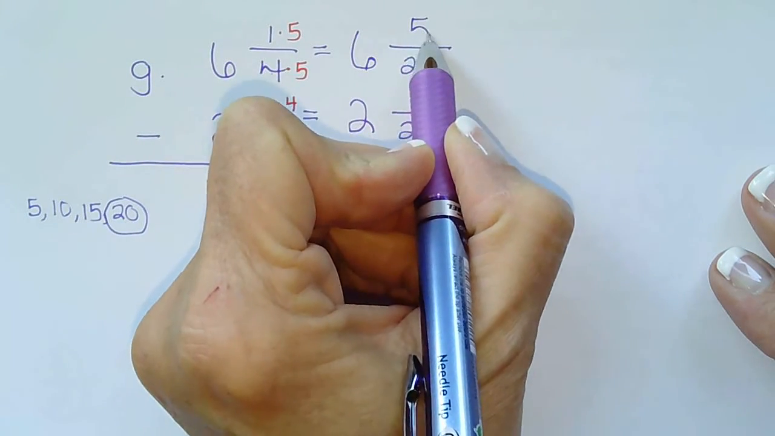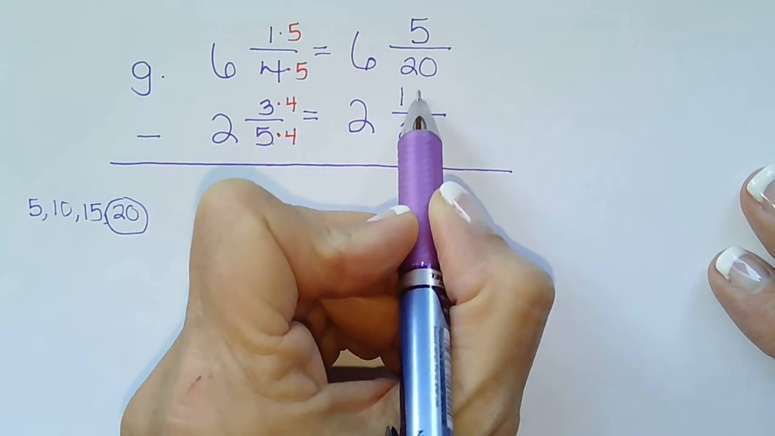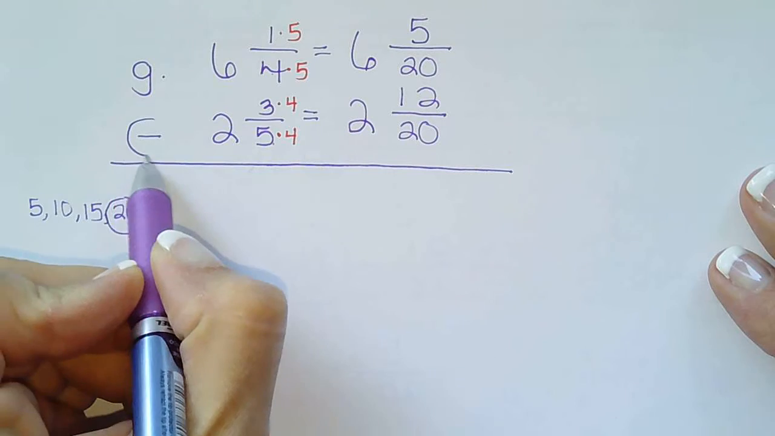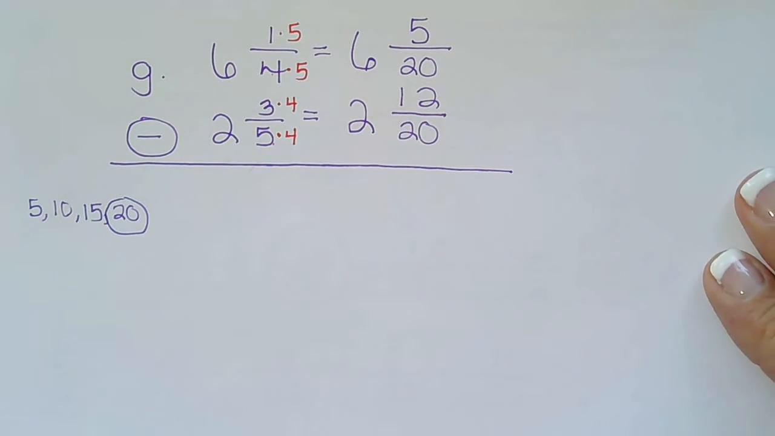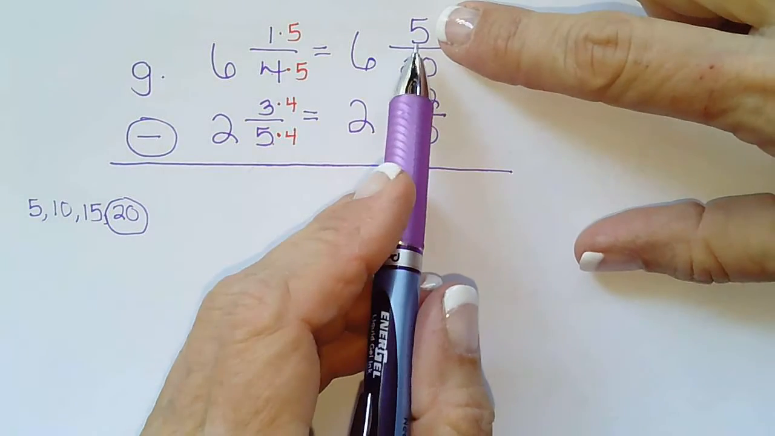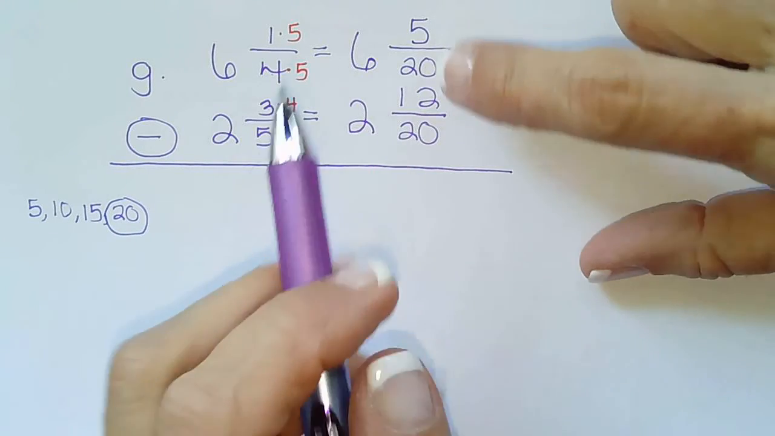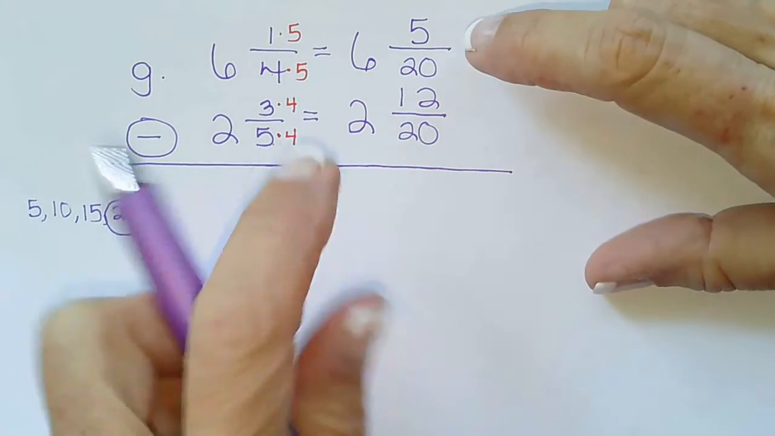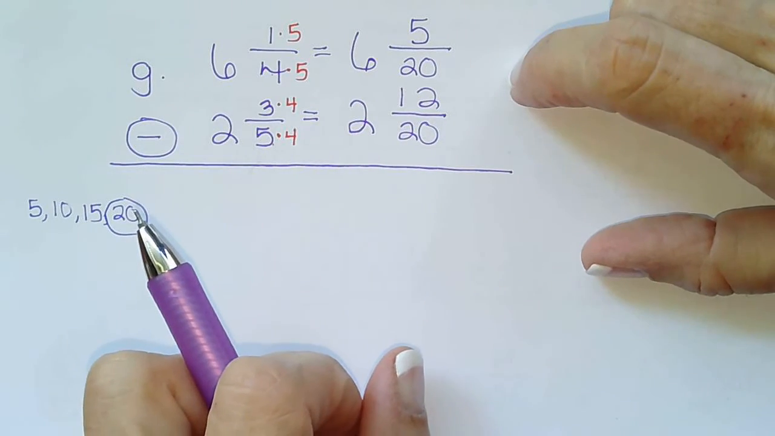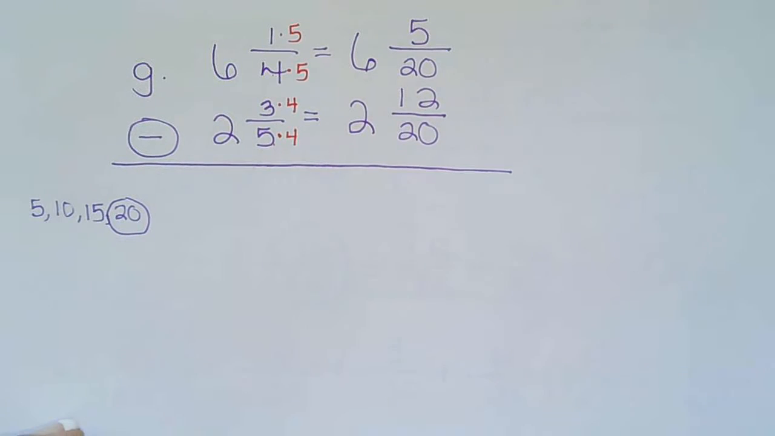So 1 times 5 is 5, 3 times 4 is 12. And remember, this is a subtraction problem. So I go 5 minus 12. Whoa, if I have 5, I can't subtract 12. Not when there's whole numbers there. So that tells me I'm going to need to regroup. So I'm going to show you 2 different ways to do that.